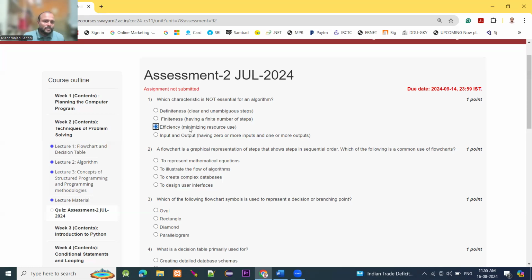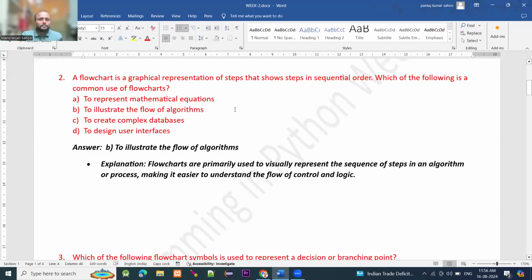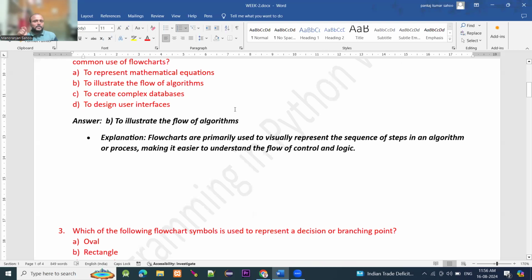Moving to question number 2. A flowchart is a graphical representation of steps in sequential order. Which of the following is a common use of flowcharts? To illustrate the flow of the algorithm is the most appropriate answer. Flowcharts are primarily used to visually represent the sequence of steps in an algorithm or process, making it easier to understand the flow, control, and logic. So option B is the right answer.